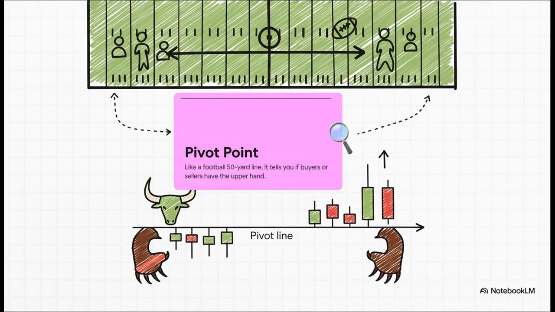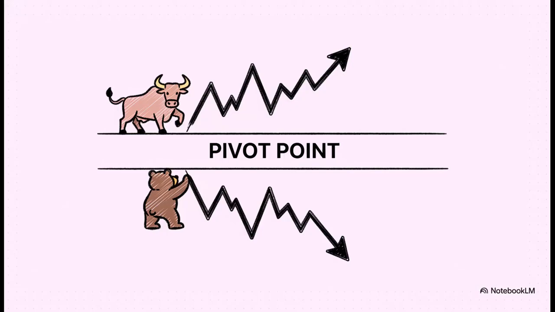In football, if your team is past the 50-yard line and in enemy territory, you've got the upper hand. Well, it's the exact same idea in trading. Whichever side of the pivot point the price is on, that tells you everything about who's got control, the bulls or the bears. And honestly, it boils down to a super simple rule.